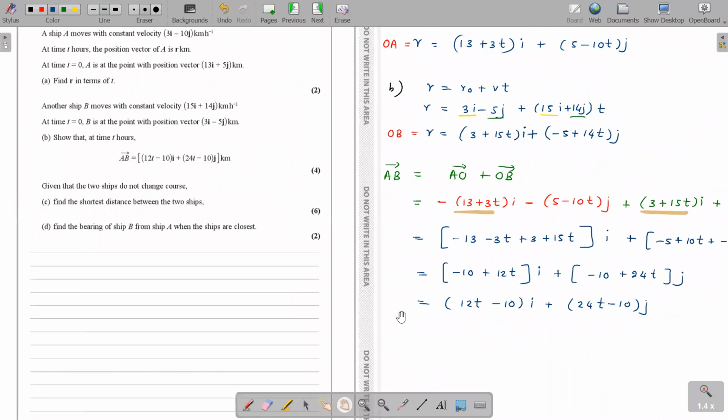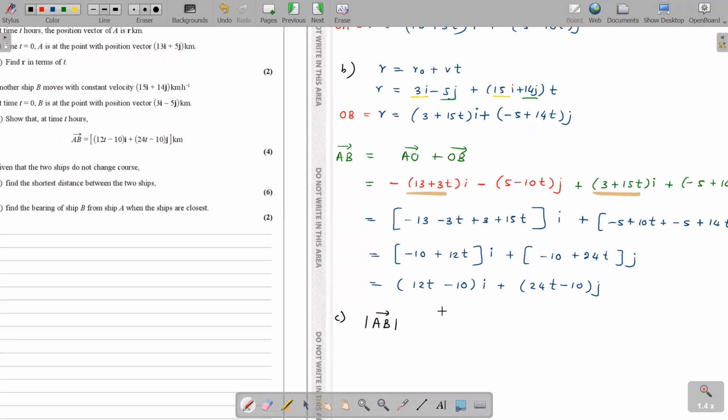So meaning for part C, before finding the shortest distance, before you even think of shortest distance, find the distance. How do we find the distance? Get the modulus of your vector. When you take the modulus of any vector, it gives you the distance between the 2 points. Okay, so let's take the modulus of the vector AB.